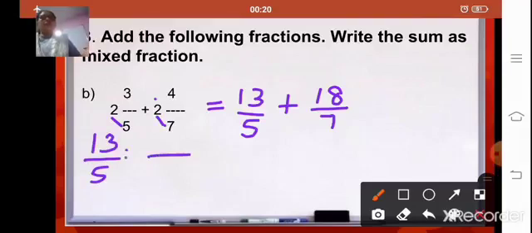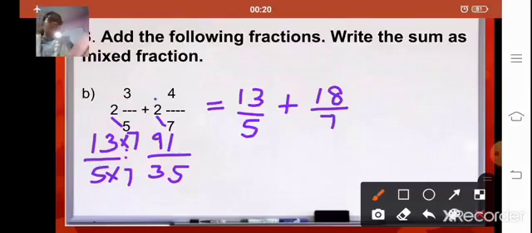is equal to something upon 35. So that means the denominator, when you multiply it by 7, you get 35. Same way, the numerator also you will multiply by 7. So 13 sevens is 91 upon 35.